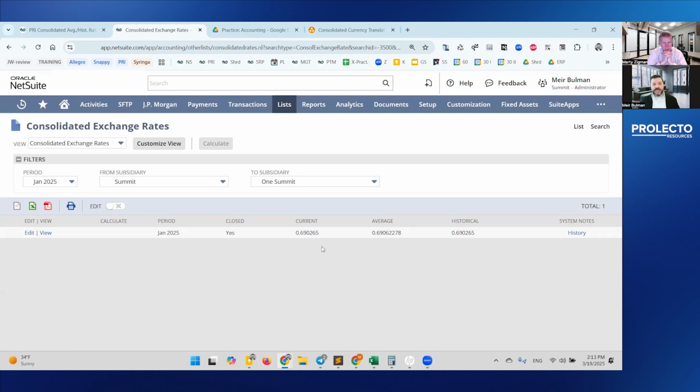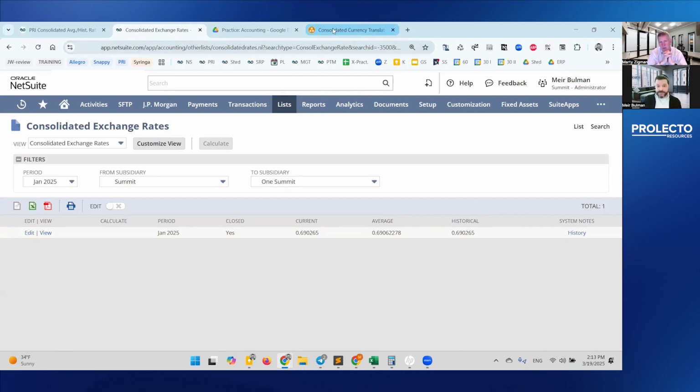Typically, the way it works is most of your asset and liability accounts use the current rate, P&L accounts use the average rate, and most equity accounts plus some asset accounts also use the historical rate. So there's different rate types for each account, for each account type, really.